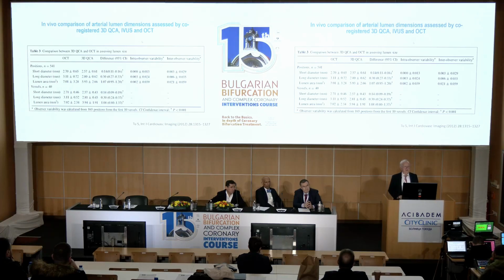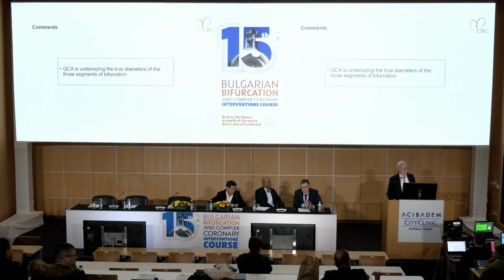In vivo comparison, I'll skip this, it is a bit complex. So my comment is QCA is undersizing the true diameters of the 3 segments of the bifurcation. So we have to find a solution. I propose 5%. Some Korean colleagues, in a trial that I will show, propose a correction which is increasing when the diameter is decreasing.